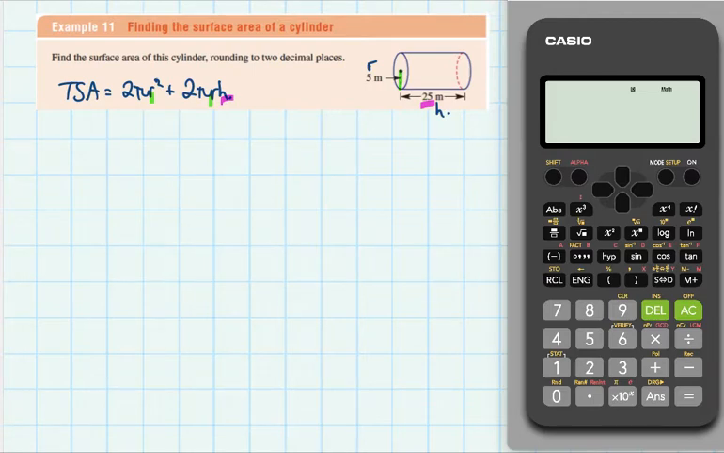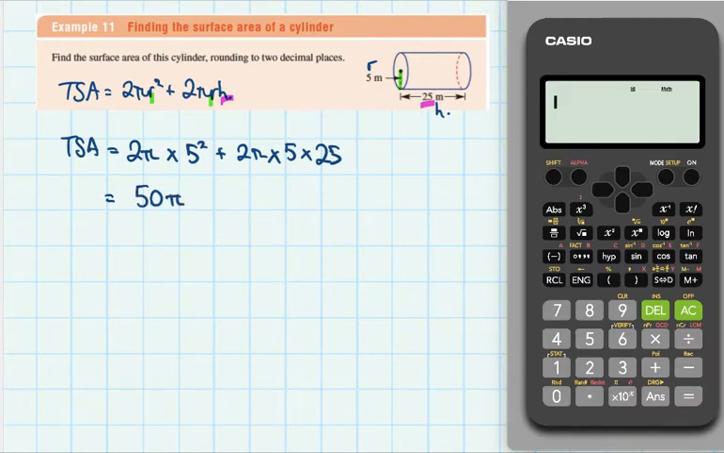The next step is to substitute in. The total surface area is 2 times pi times radius squared plus 2 pi times radius times by height. Next step is to expand. I'm going to practice doing exact values first and then 2 decimal places as the question is asked. So 5 squared is 25. Let's collect our like terms. So 5 squared, 25 times 2 is 50 pi, plus 25 times 2 is 50, plus 5 is 250 pi.